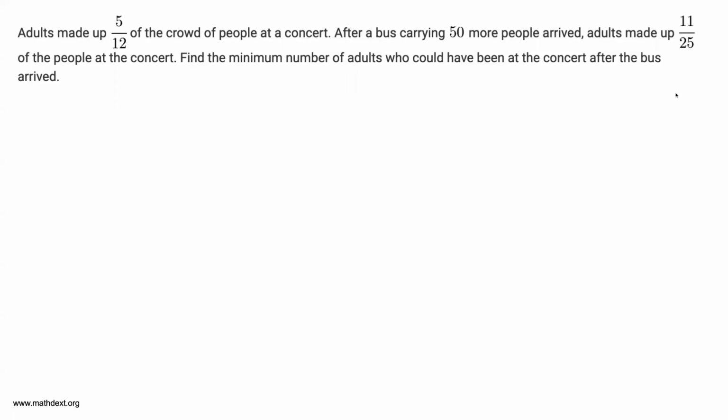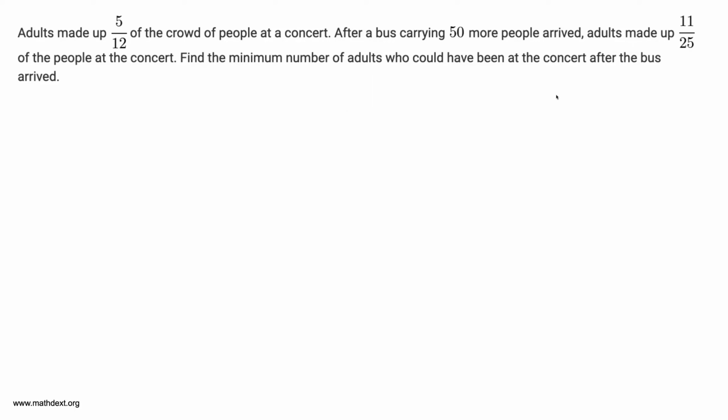Adults make up 5/12 of the crowd of people at a concert. After a bus carrying 50 more people arrived, adults made up 11/25 of the people at the concert. Find the minimum number of adults who could have been at the concert after the bus arrived.